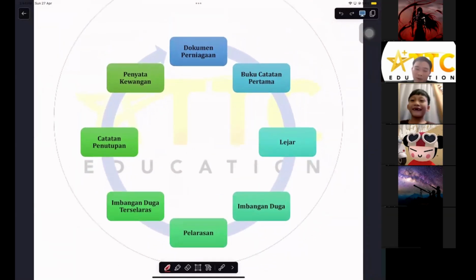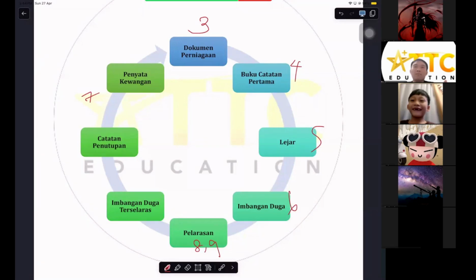So, this kitaran perakaunan is basically your entire syllabus. Your entire Form 4 syllabus starts at 12 o'clock. Chapter 3, Chapter 4, Chapter 5, Chapter 6. Pelarasan is 8 and 9. And then over here is Chapter 7. So your real topic comes from document. Starting here.